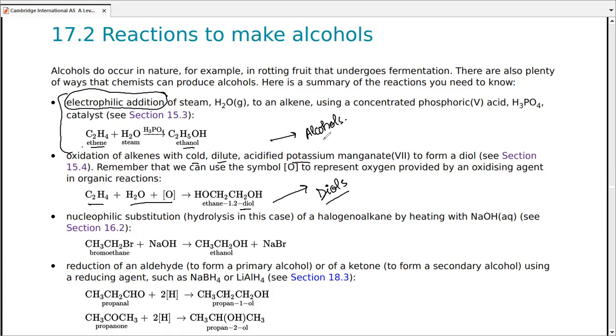So if you're supposed to form simply alcohols with one hydroxyl group, go for this reaction. If you're supposed to form alcohols with more than one hydroxyl group, you can go for this reaction. Keep this stuff in mind because this is going to allow you to make a better mind map. Moving on.